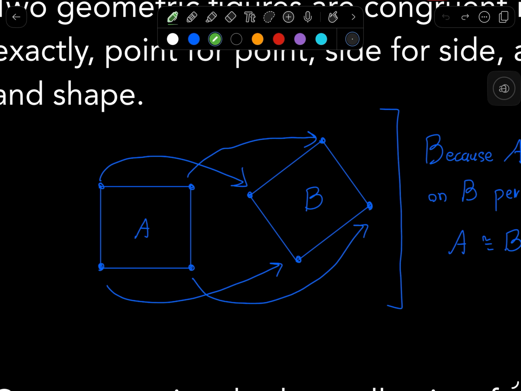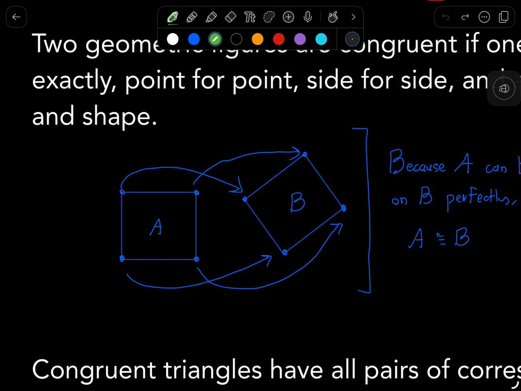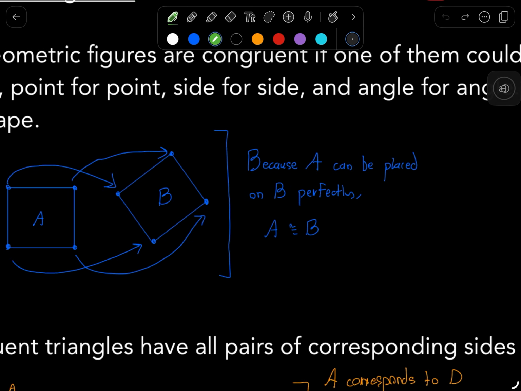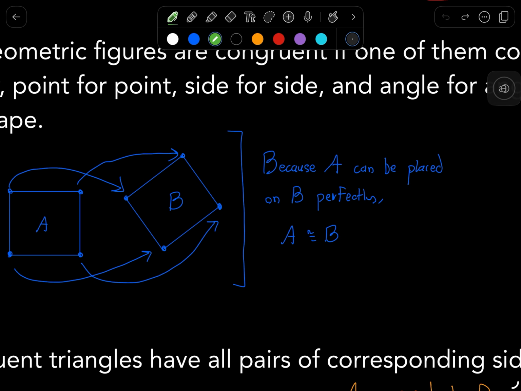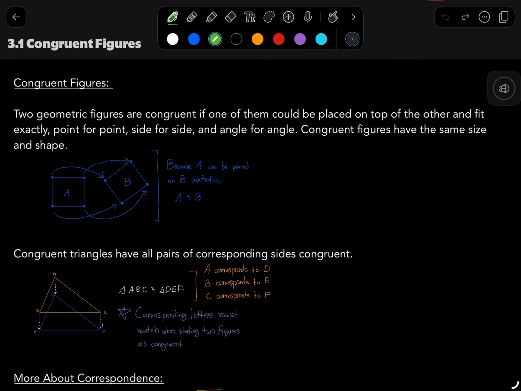In this specific diagram, B just looks like it's a bit rotated, but if you can place every point, angle, and side, they're congruent. So because A can be placed on B perfectly, you can say that those two figures are congruent to each other. And if you haven't gotten this realization yet, congruent figures have the same size and shape. Everything about congruent figures is the same, because they're equal.